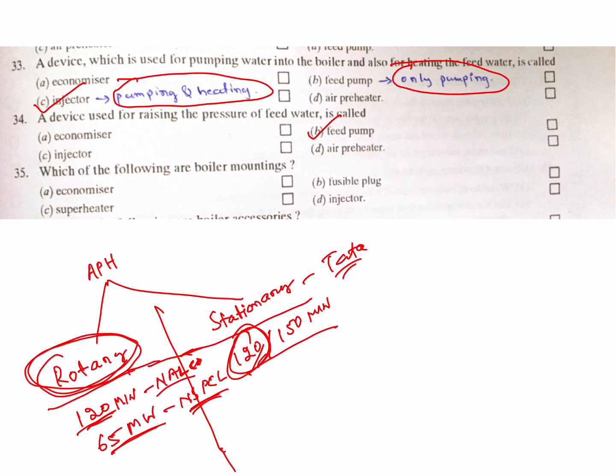Next question, which of the following are boiler mountings? I already told you, mountings are a must. Without mountings you cannot run the boiler, and you will not get approval from IBR. So from the options, economizer is an accessory, fusible plug is a mounting, so B is your correct answer. Superheater is also an accessory, injector is also an accessory.